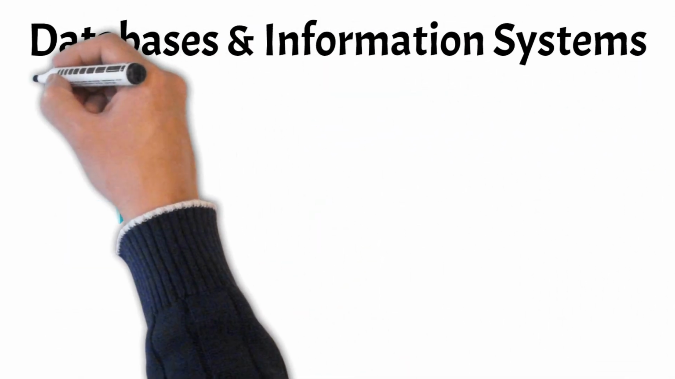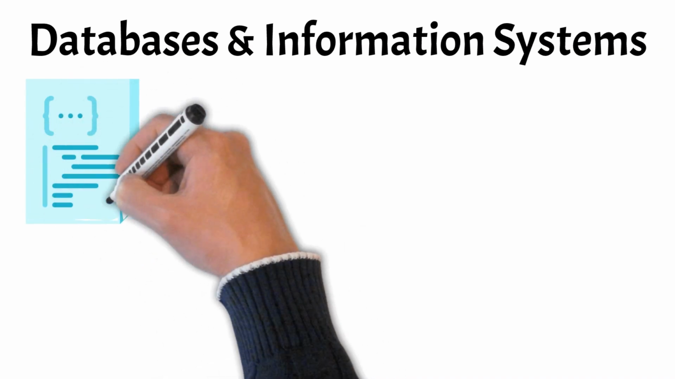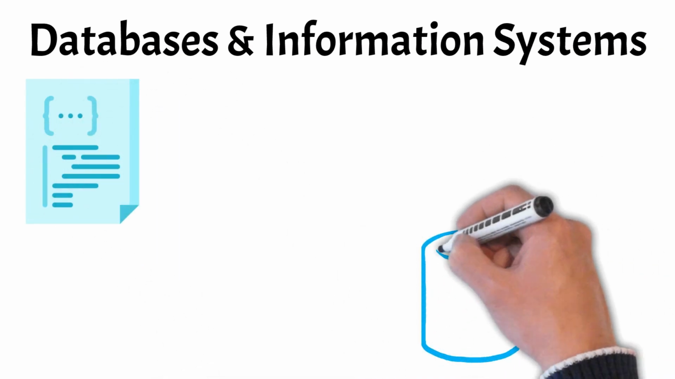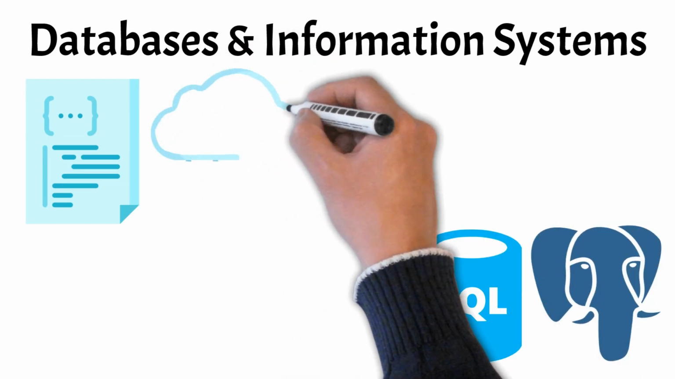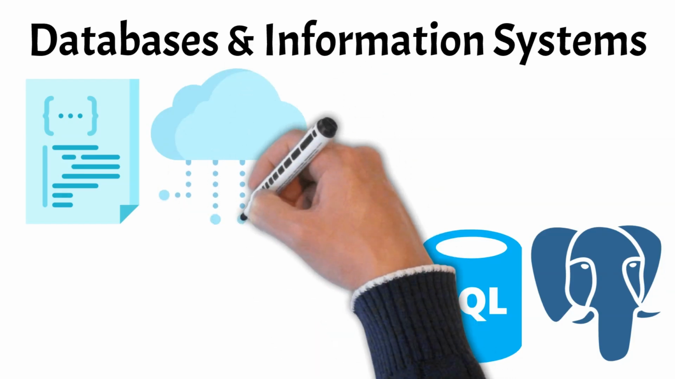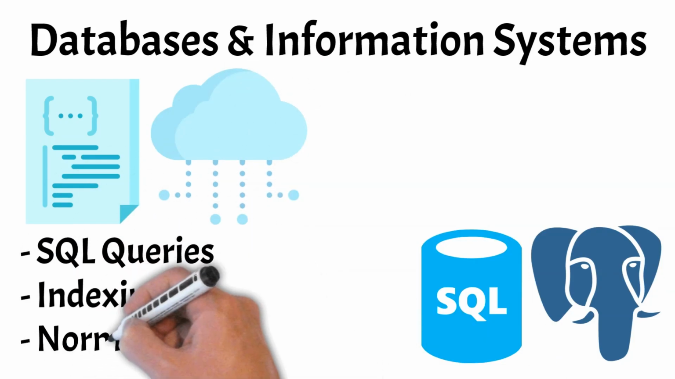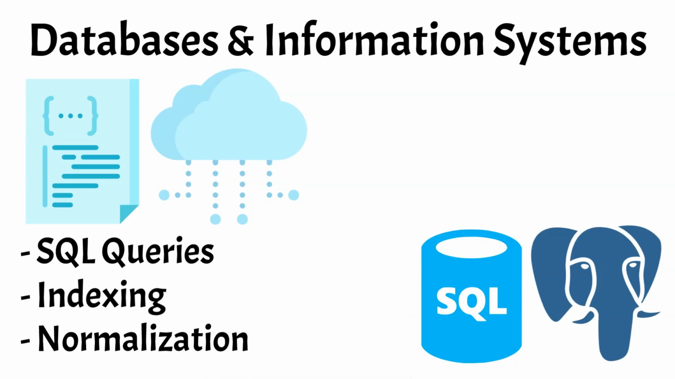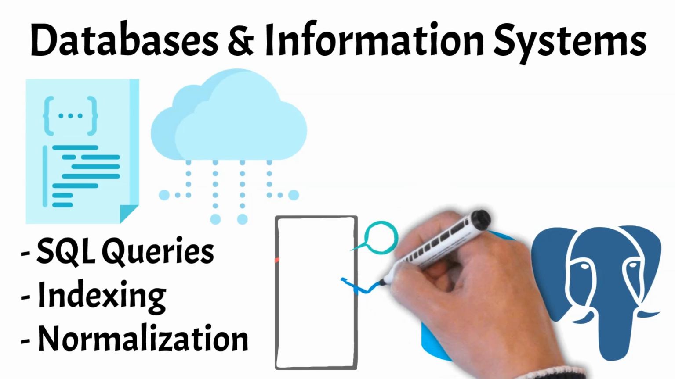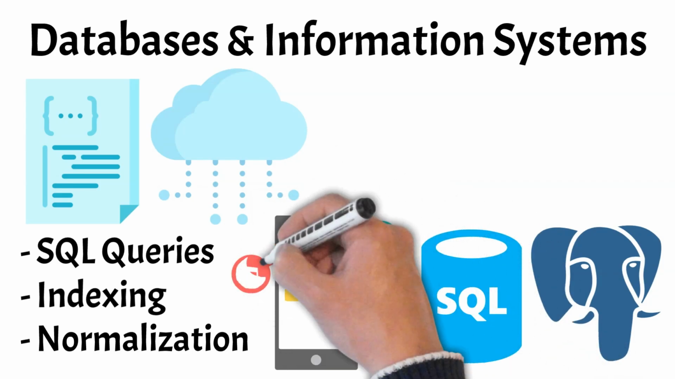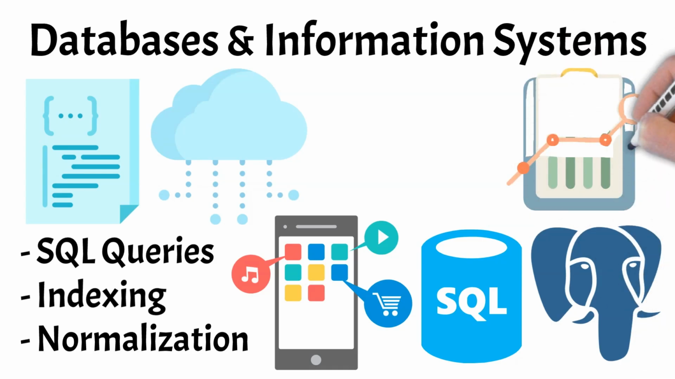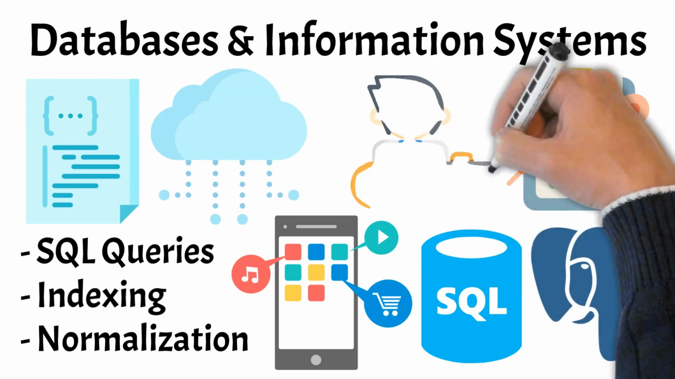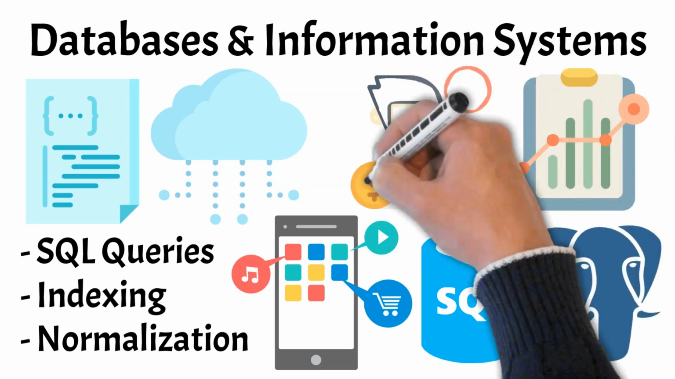Up next, we have databases and information systems, the field that focuses on storing, organizing, and managing data efficiently. It includes relational databases like MySQL and PostgreSQL, as well as newer technologies like NoSQL and cloud-based databases. Concepts like SQL queries, indexing, and normalization ensure fast and reliable data access. This field is crucial for powering everything from business applications and financial systems to social media platforms. With the increasing demand for data-driven decision-making, expertise in databases and information systems is highly valuable across many industries.